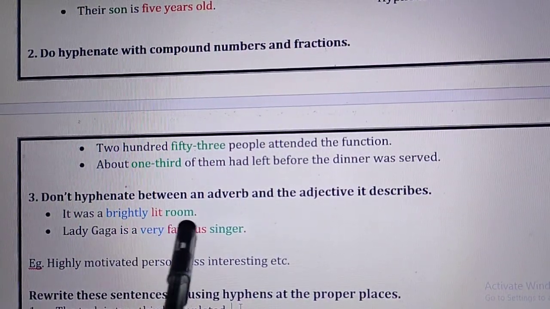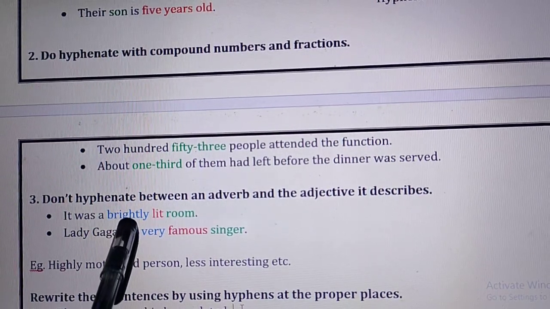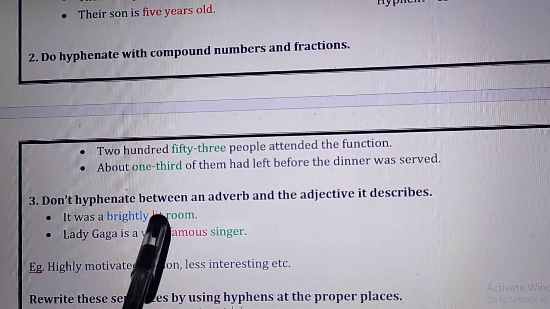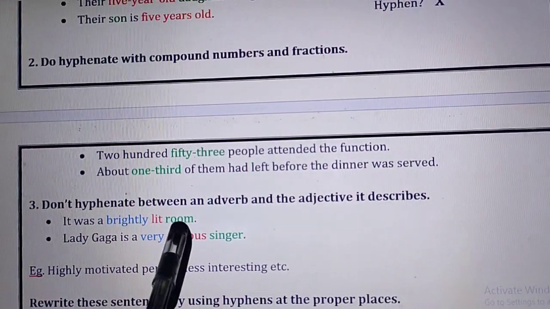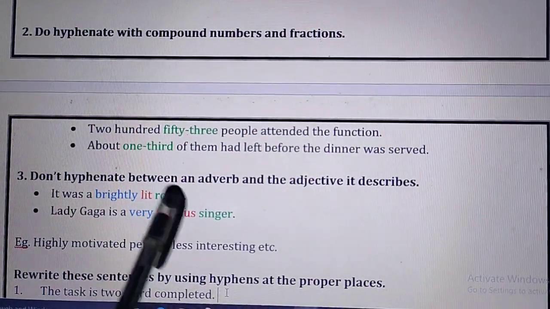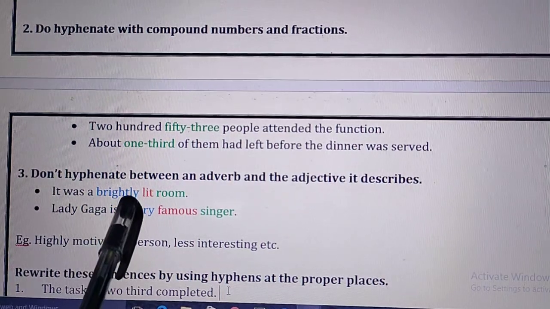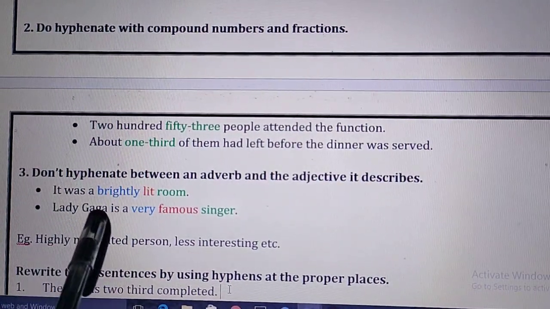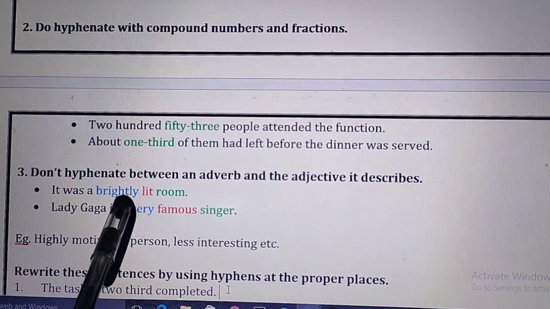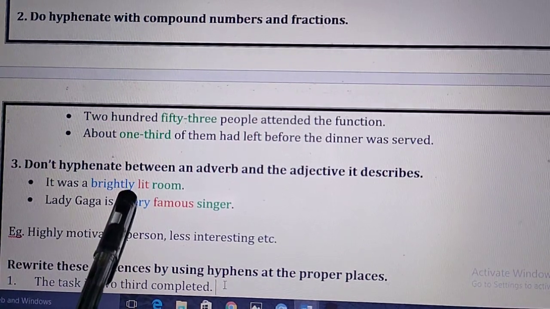It was a brightly lit room. Now you can see what the adverb is here, brightly, and what it is modifying, the adjective, which is lit, and lit is modifying the noun, which is room. So when such a combination is there, the hyphen is omitted, the hyphen is not used. You can easily understand it because mostly adverbs end with ly. So whenever ly is coming, you shall not use a hyphen.